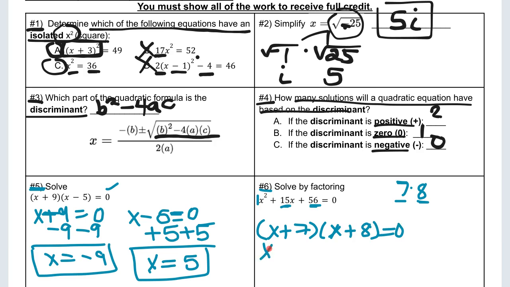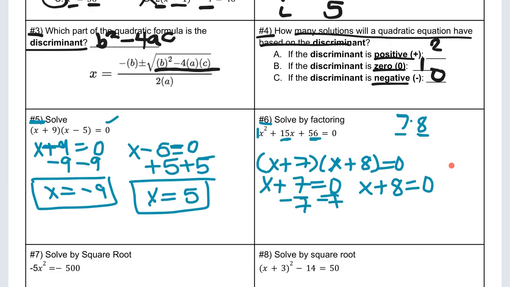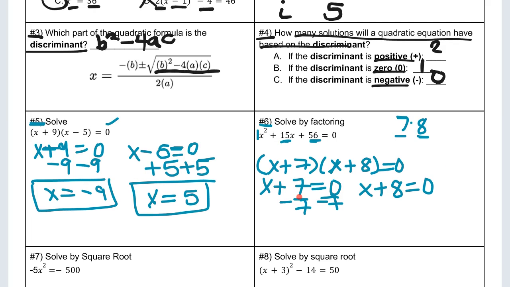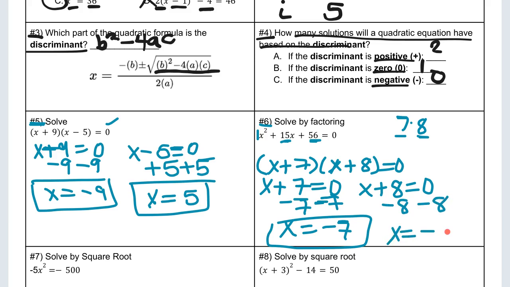Set each factor equal to 0. Subtract 7 on both sides: x is -7. Subtract 8 on both sides: x is -8.